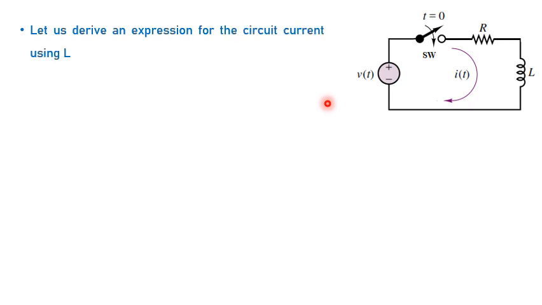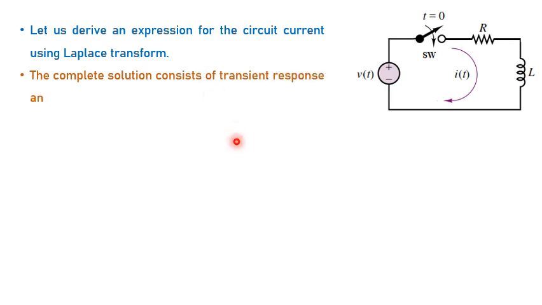So for this circuit, let us derive the expression for the transient current when the switch is closed with the help of Laplace transform. The final expression or the complete solution consists of the transient response plus the steady state response. Assume that the switch is closed at t equal to 0.